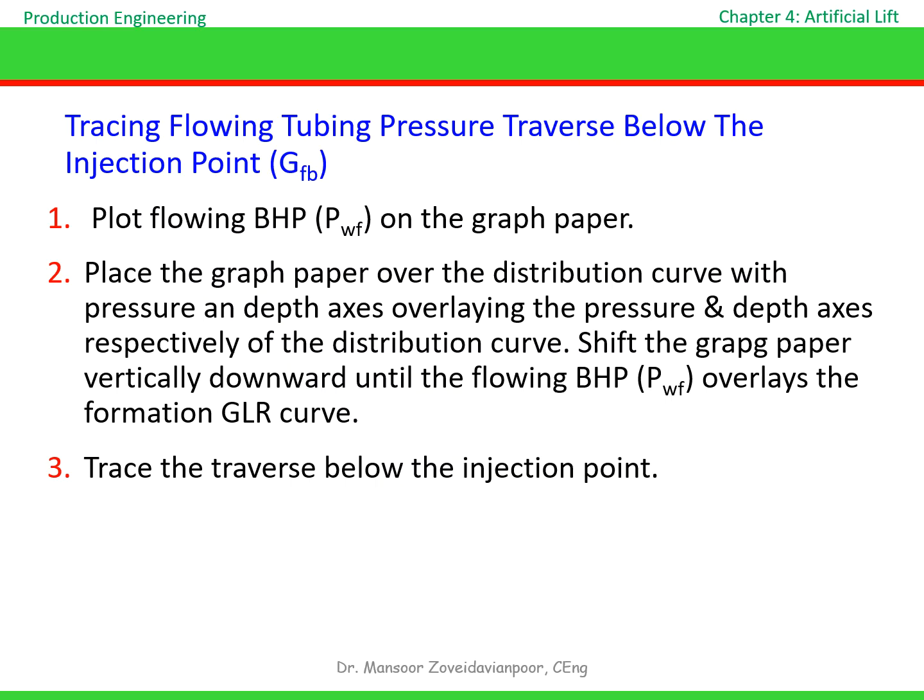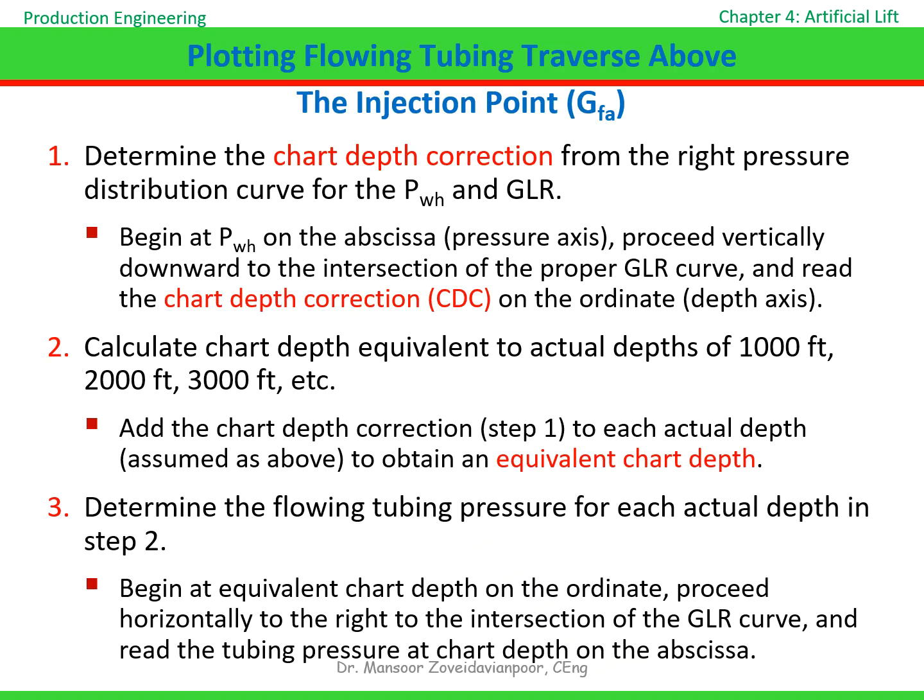Once we've selected the correct GLR curve, we determine the chart depth correction, CDC. We then add this correction to the actual depths to obtain equivalent chart depths. Using those equivalent depths, we read the corresponding tubing pressures from the pressure distribution chart. These pressure depth points are then used to construct GFA, the tubing pressure traverse above the injection point.